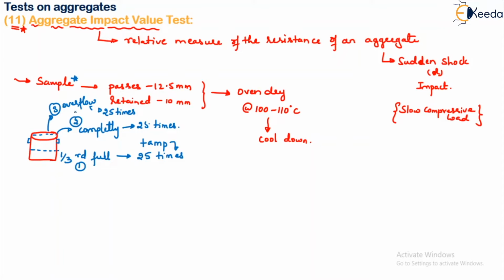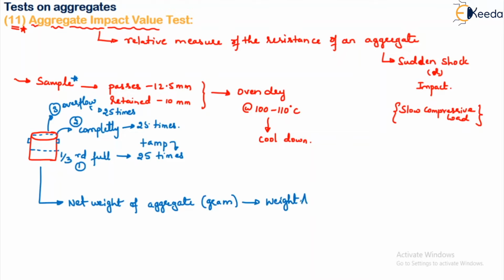Now you take the net weight of this particular aggregate. Consider this in grams and call this net weight A or WA. This entire thing is your step 1. Now you go to step 2.